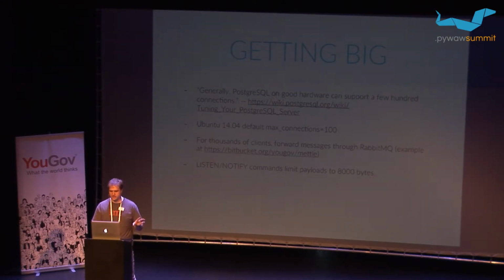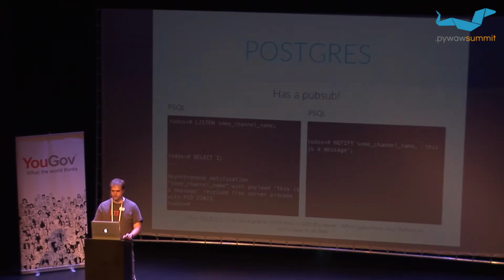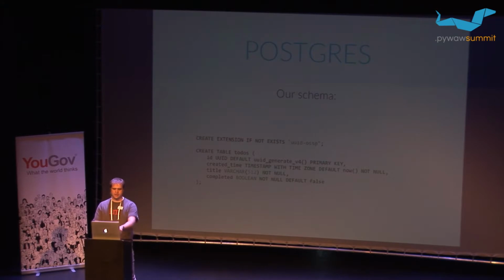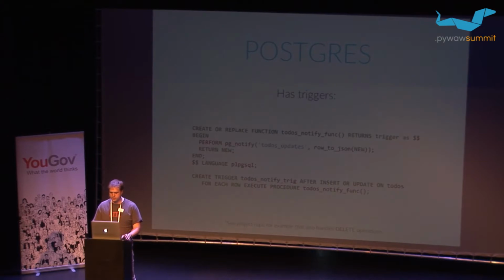The payload size on these notifications is also capped. For a to-do item, 8,000 bytes is more than enough, and we ensured we would never trip that by limiting the size of our titles to 512 bytes. All these other columns have a bounded size, so we know we're never going to be over 8,000.